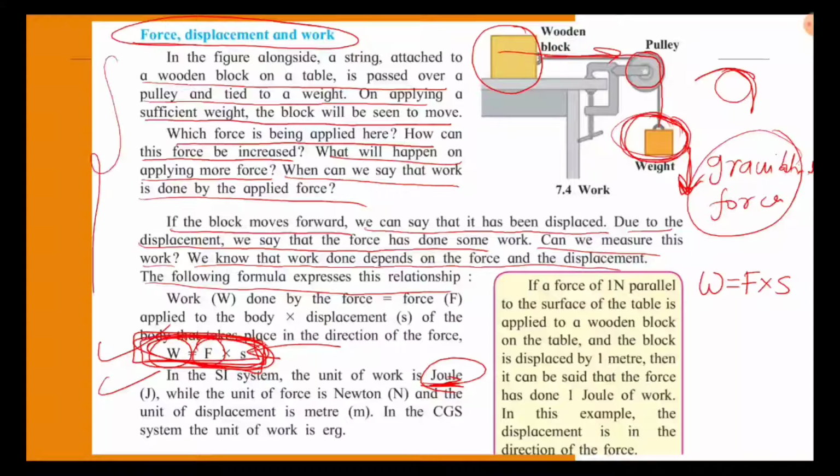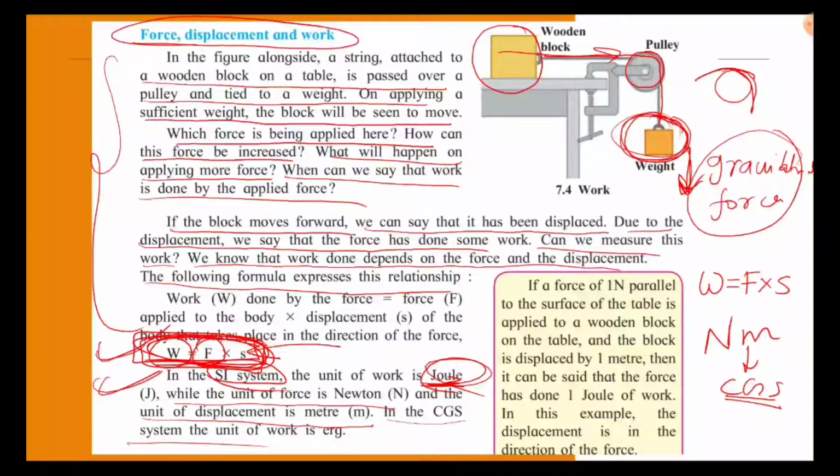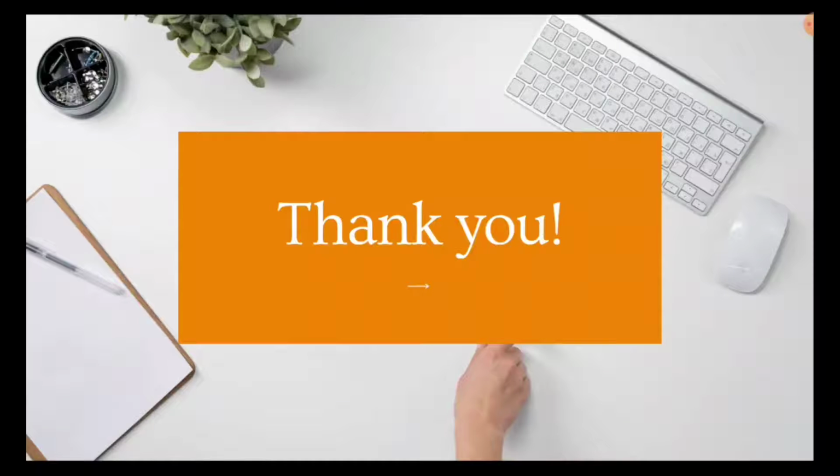You have to write the formula and the unit of work done, that is, joule. The unit of work done is joule, while the unit of force is Newton and the unit of displacement is meter. In CGS we can write it as Newton meter. But in the SI unit system, the unit is joule. So this finishes our small chapter over here.